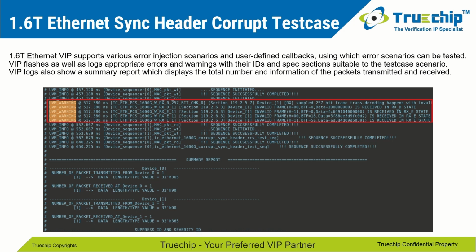Now, heading towards the next slide, let's discuss a sync header corruption test case. To show the power of error injection and monitoring features, this slide shows a test case where we intentionally corrupt sync headers during transmission. You can see how the VIP logs all the appropriate warnings with their error IDs and corresponding spec sections. Additionally, it also provides a summary report with the total number of packets transmitted and received, which is crucial for verifying data integrity.